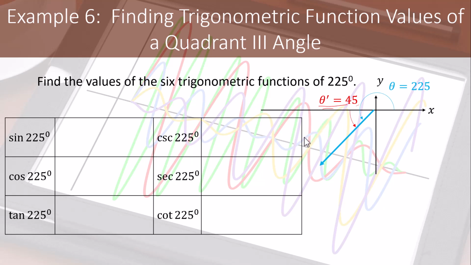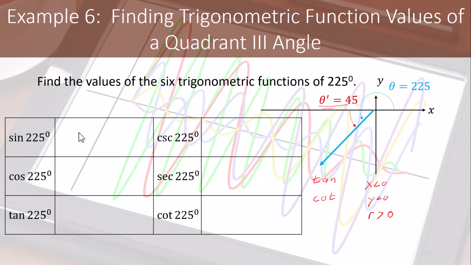4 of the trig functions will have a negative sign. 2 of the trig functions will have a positive sign. In quadrant 3, those 2 trig functions with a positive sign are going to be tangent and cotangent. You can easily deduce that because remember, x is negative, y is negative in quadrant 3, and r is always positive because it's a distance.